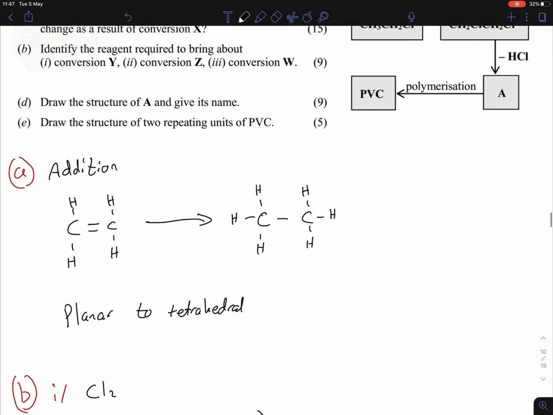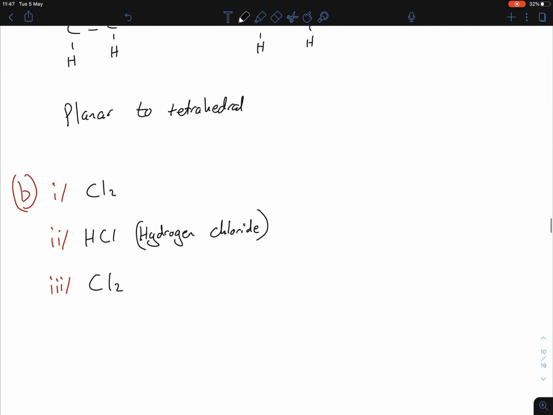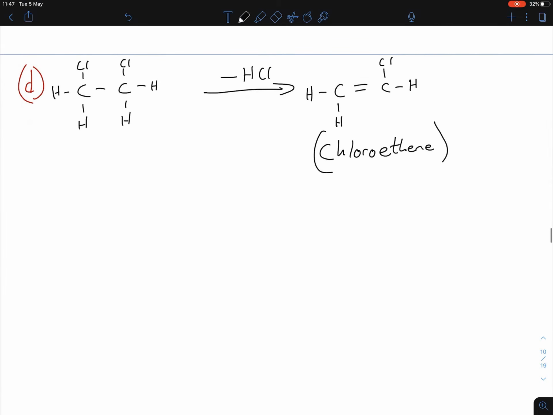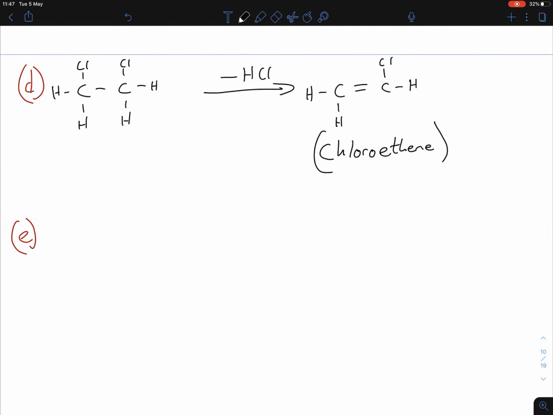For D. Okay, and then E. Draw the structure of 2 repeating units of PVC. Again, this is just something you learn off. Comes up quite regularly enough, so it's not a difficult one. So let's just draw it out there. So 2 repeating units of these. It's simply going to be like this.